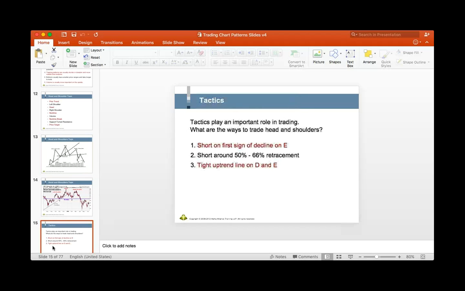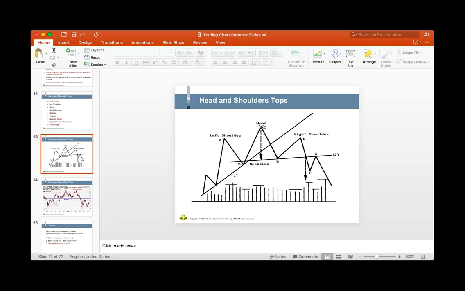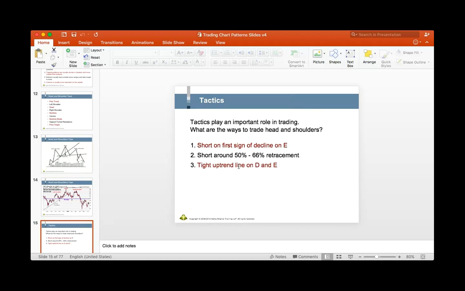Second one is short around the 50 to 66% of the retracement. So how to calculate retracement is from here, head to D. Okay, this will be 100%. Okay, and if you retrace back up to 50% to 66%, then you do a short around here. So this is 100% C to D, and from there you retrace 50 to 66%, you can actually do a short.